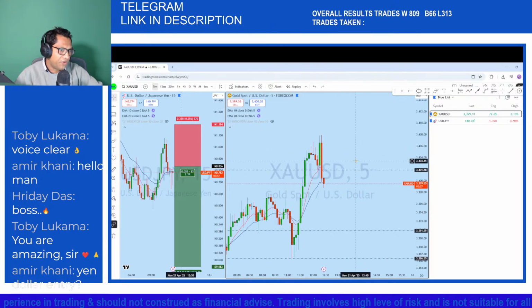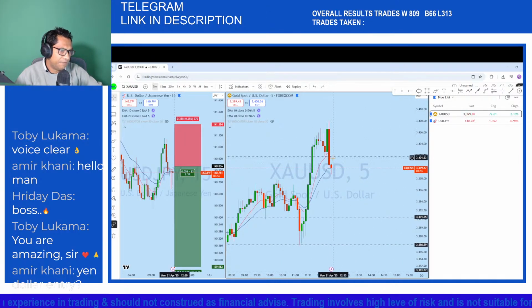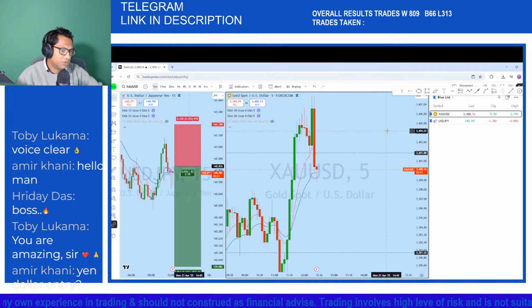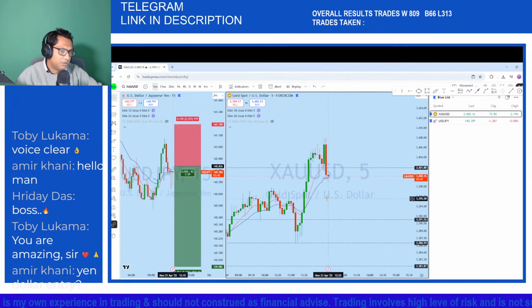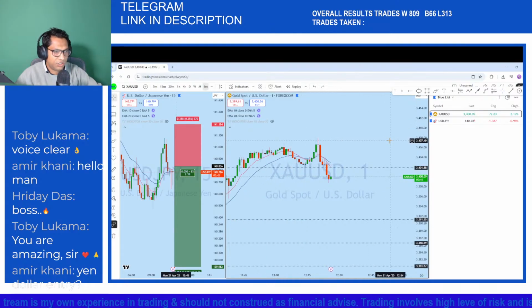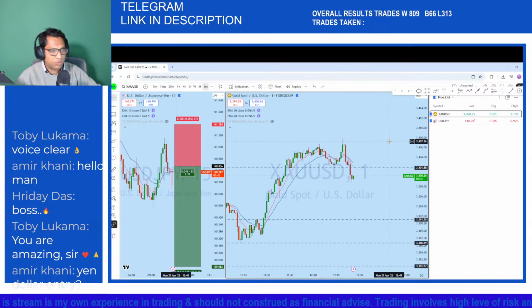So on the lower time frame, we can see that there is a break of structure here, and from that break of structure, we would like to see the market potentially heading back to the upside here.